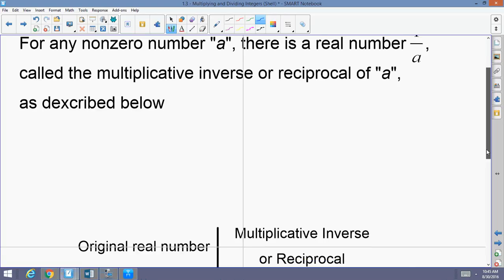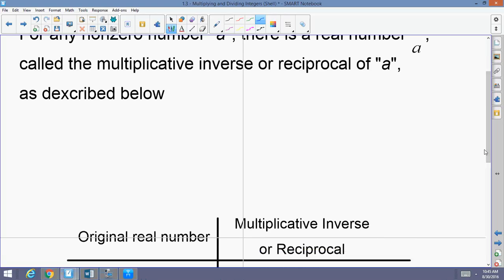And described should be with an S, not an X. That is my bad. And that should be an S. So sorry about that. It's described, no, not described. My bad.